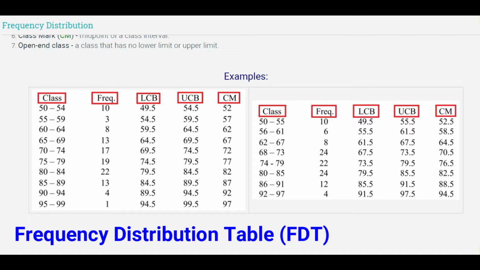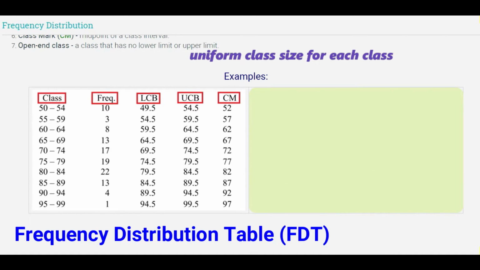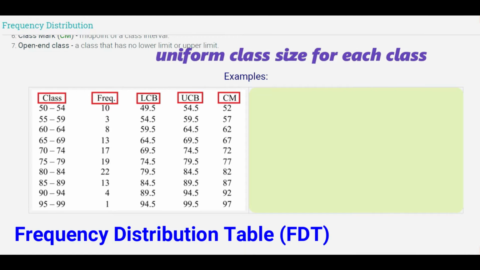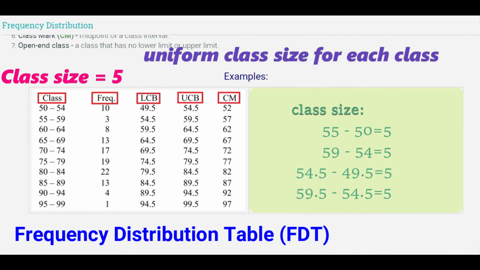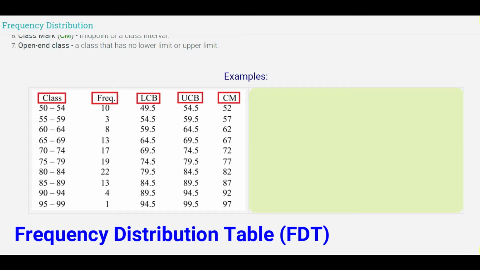The first column shows the classes with a uniform class size for each class. It's clear that the class size is 5, which can be obtained in several ways. And this is true for all classes. With respect to the first class, we can see that 10 scores fall in the interval 50 to 54. Then it follows by definition that the lower class boundary is 49.5 and the upper class boundary is 54.5. Also, the class mark is 52.